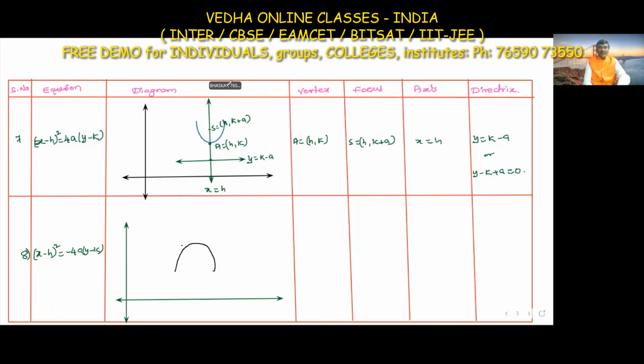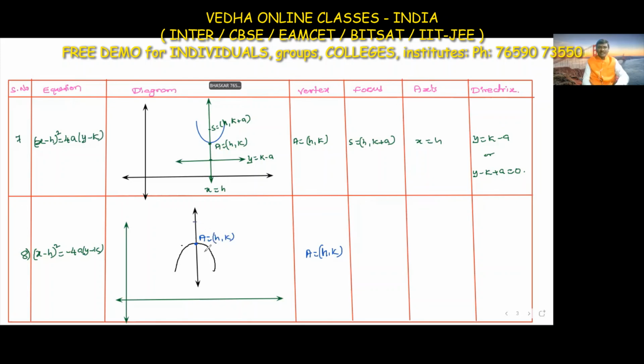Now, what about the axis here? This is the axis of the parabola. After taking the axis, focus and vertex. The vertex is always A equals (h, k). This is the case when the vertex is not the origin. We can take any value. (h, k) is the vertex here.